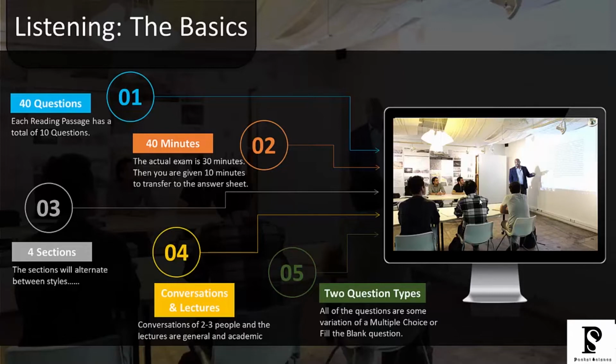Throughout the entire listening test, you really are going to encounter only 2 main question types. Every question is some variation on multiple choice or fill the blank questions.